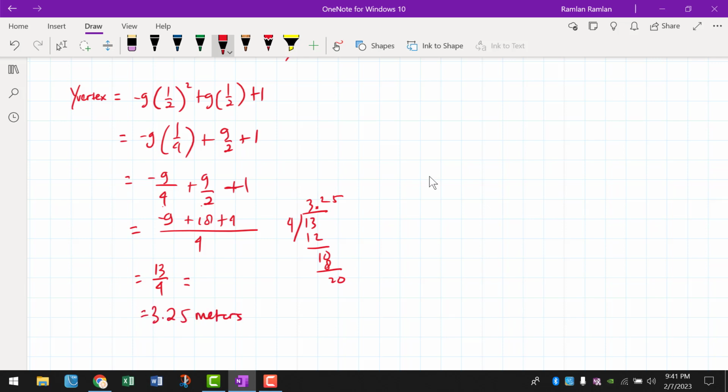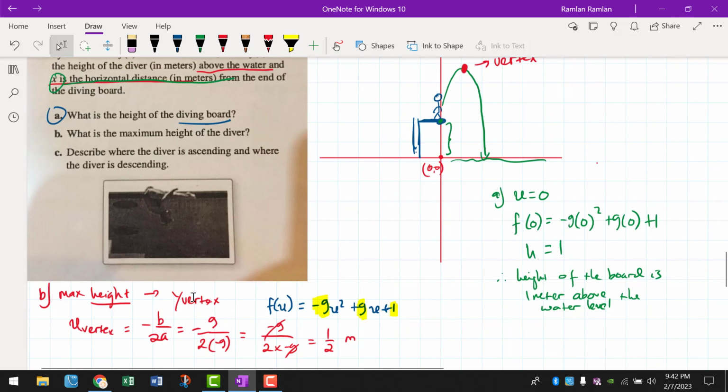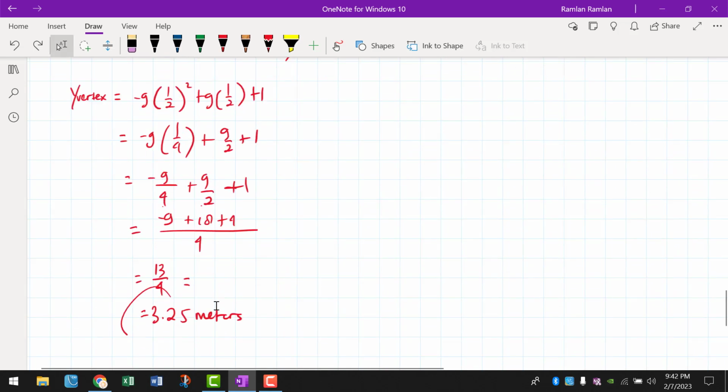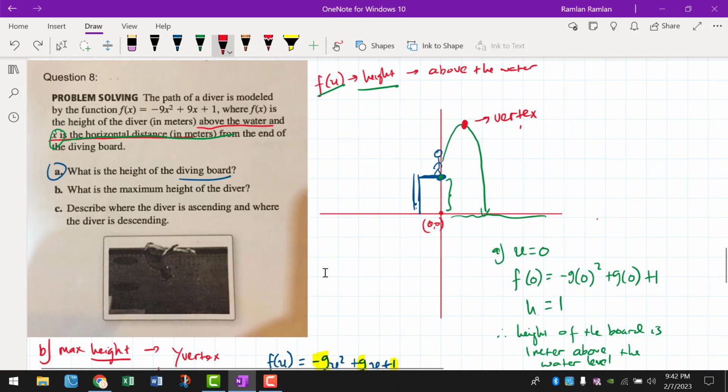Okay, so what does that mean? This number here is going to be the y vertex. So if we go back to this illustration again, we know that the x vertex is 1 over 2 from here, right? This is the x vertex, and then the y vertex is over here. This is 3.25 or 13 over 4. So maybe I'm going to write down the vertex in decimal. That will be 0.5, comma 3.25.